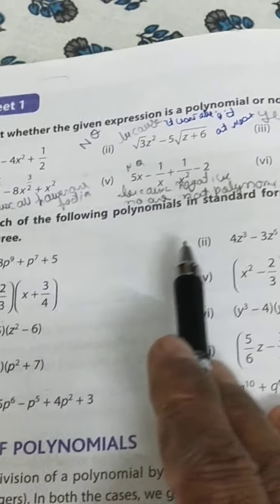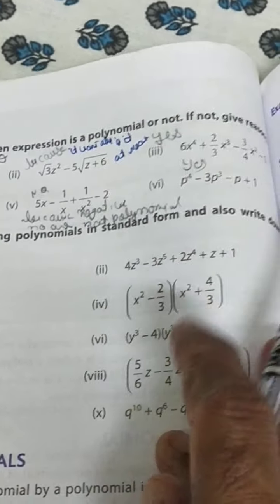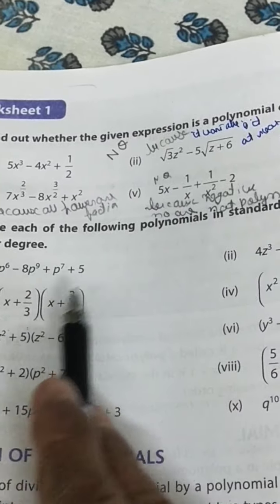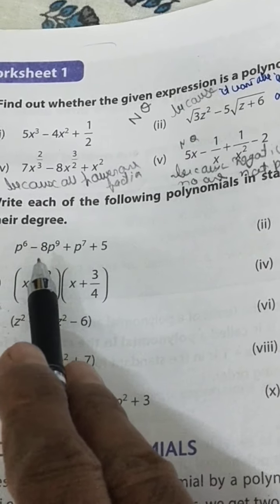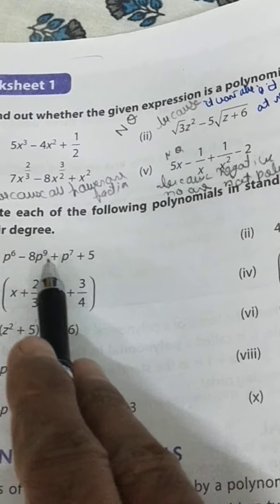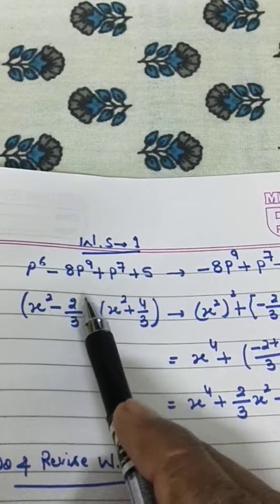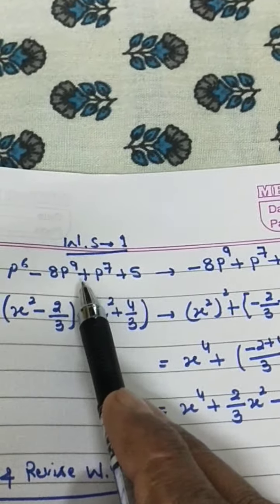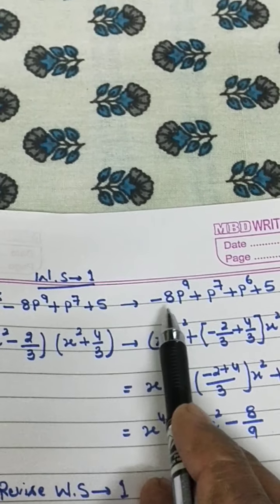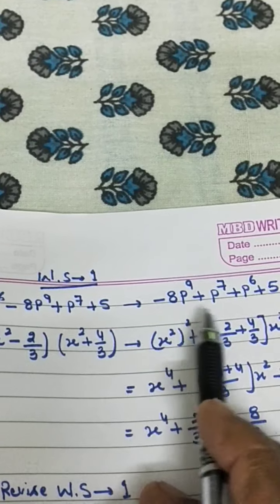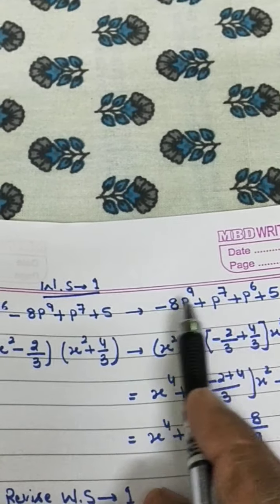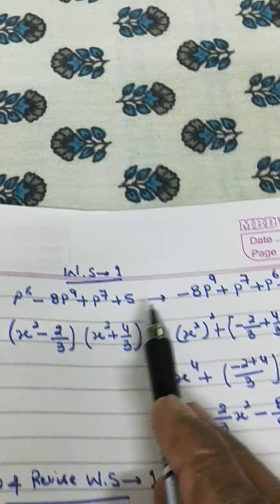In the second sum, write each of the following polynomials in standard form and also write its degree. So p raised to power 6 minus 8p raised to power 9 plus p raised to power 7 plus 5 can be written, in standard form with highest degree first, as minus 8p raised to power 9 plus p raised to power 7 plus p raised to power 6 plus 5. This is the standard form of the polynomial.